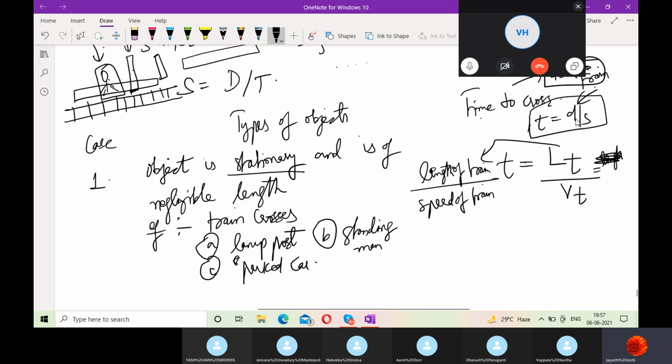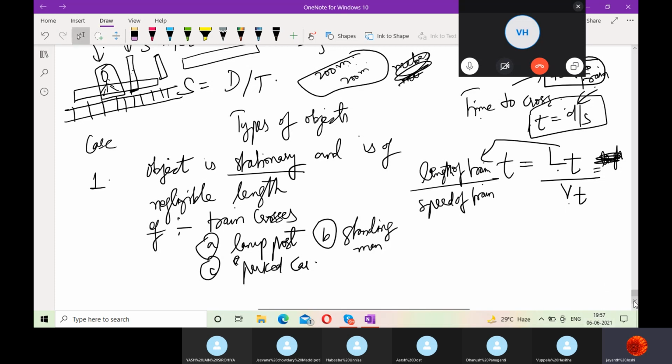So distance here is nothing but whose distance? Distance is nothing but the length of the train. The length of the train would be some meters, and distance can also be in terms of meters, correct? Suppose the length of the train is 200 meters. Distance can also be 200 meters. So the length of the train I am taking as distance, and speed is nothing but the speed of the train. Why? Because the object is stationary, the object is not moving. So what is moving? The train is moving. So only the speed of the train we can take into consideration.